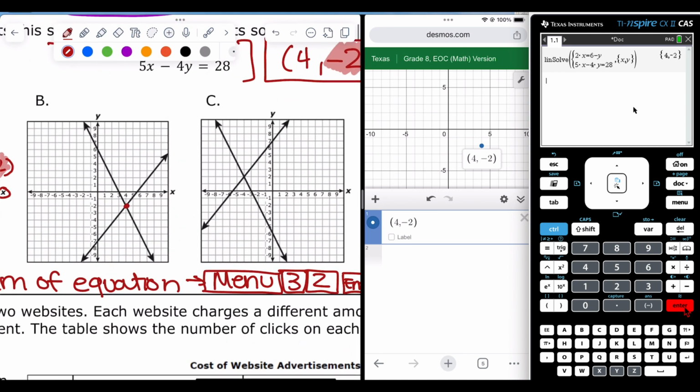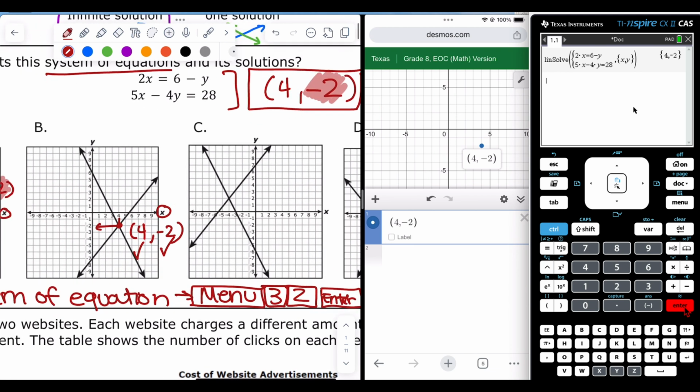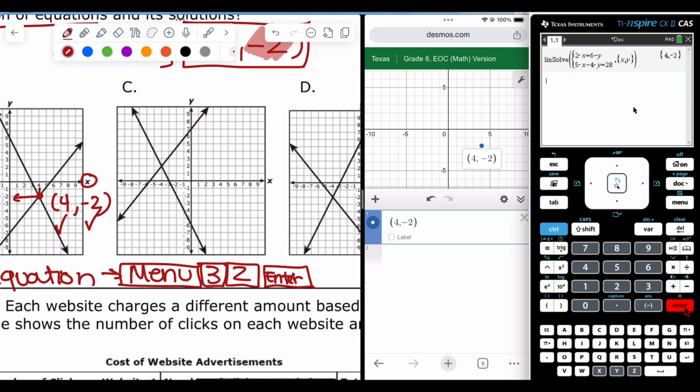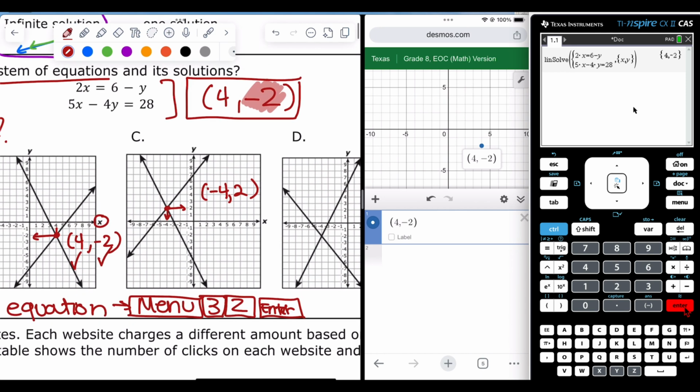Now for B, I know my points right here. That is my x first is 4, my y is -2. This is 4, good. This is -2, that's good. So this is probably my answer, but let's check C. C has a point right here, and my x is -4, my y is 2. So I know that this one is not right because this is a +4, this is a -4. This is a -2, this is a +2, so the whole thing is wrong.